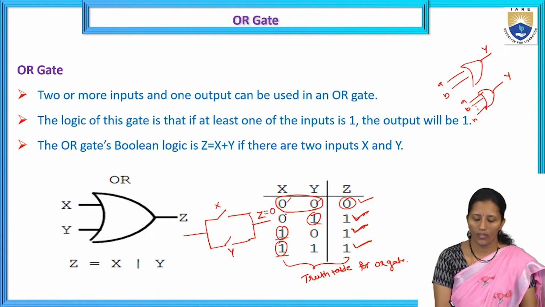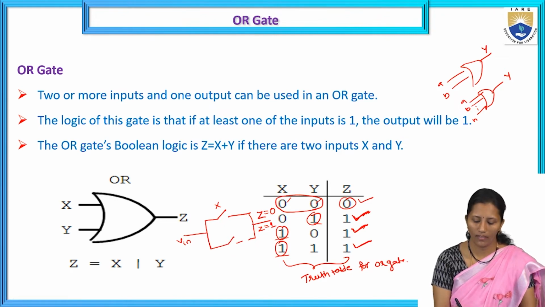Okay. If x is 0, y is 1, so x is open and y is 1. Whatever the input we are giving, that will go to the output. So that will be logic high. Then we are going to get the high value.